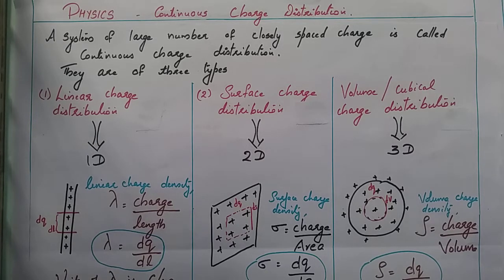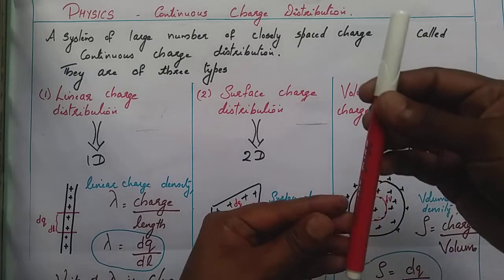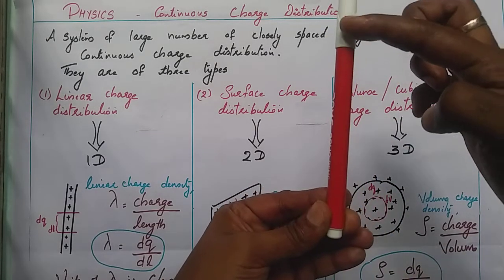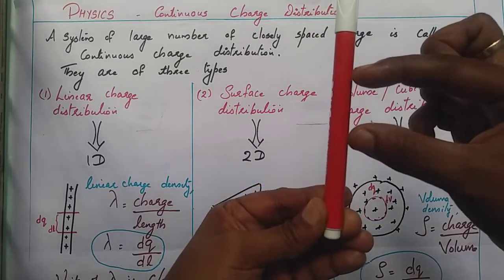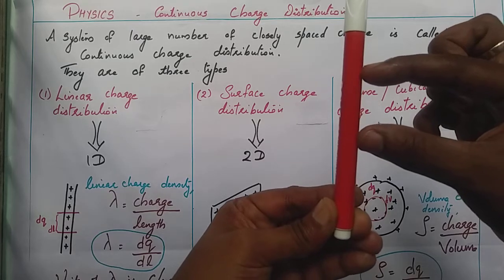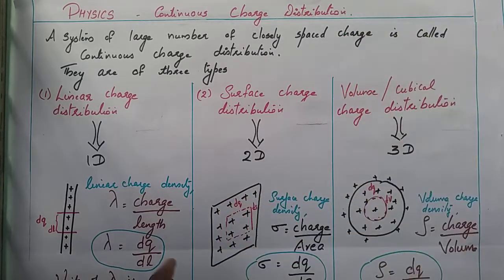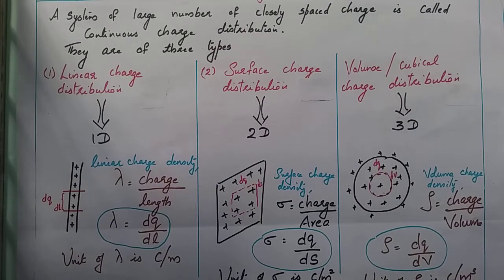It is one dimensional, and now we can define what is linear charge density. For example, this is a conductor and the charges are uniformly distributed on the surface of the conductor. We can assume that. Let dq be the charges in a small length dl. Now linear charge density is given by lambda equals charge by length. That is, dq charges are distributed in the length dl, and hence lambda equals dq divided by dl, and its SI unit is coulomb per meter.